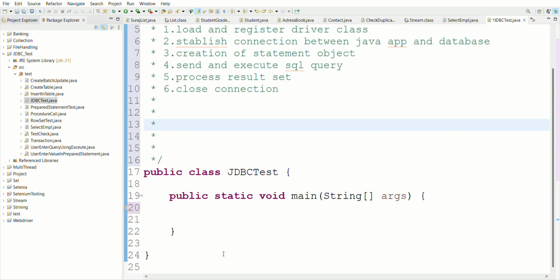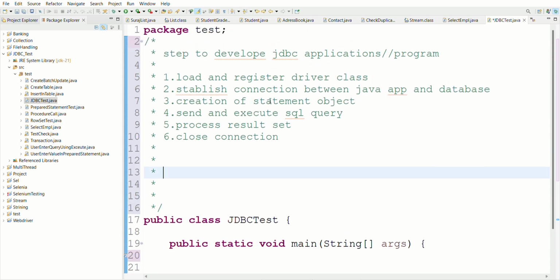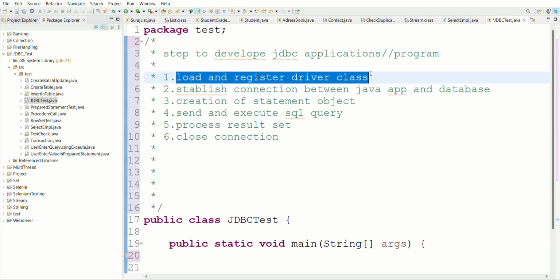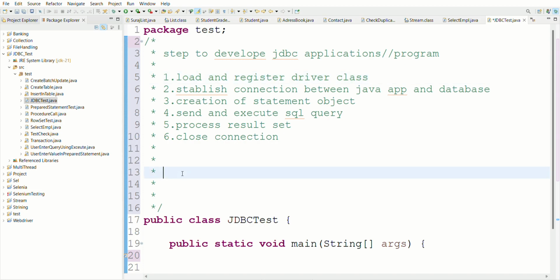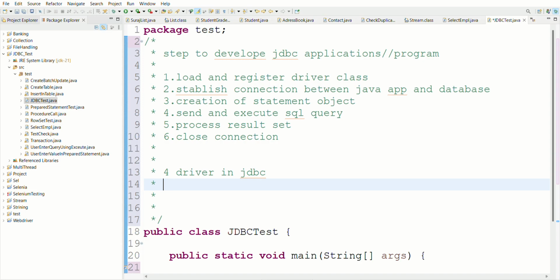Let me delete this now. At first, we need to load and register our driver classes. What is a driver? There are four types of driver in JDBC.